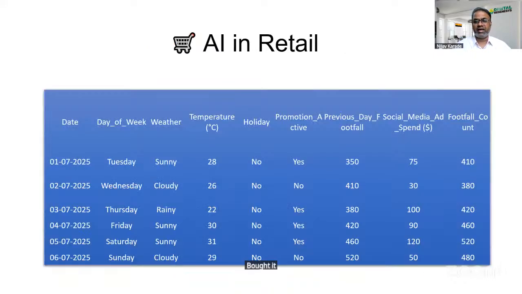Got it? Here is another example of AI in the retail industry, wherein it can predict the footfall based on various parameters such as weather, temperature, holiday, promotion activity, previous day footfall, and social media spending. So, isn't it interesting? If you already know, after spending this much on social media campaigning, based on holiday or temperature, you could predict the footfall, then accordingly you can manage your logistics. Accordingly you can manage your inventories, right? So in advance you can plan and try to streamline your operations.